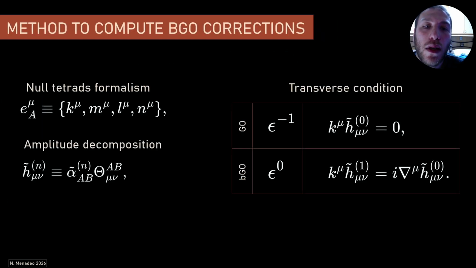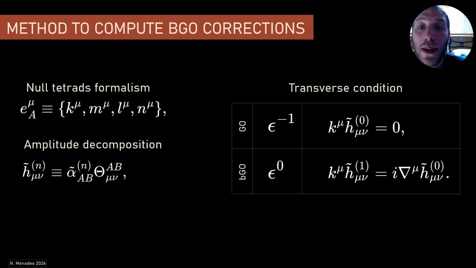Now, in order to properly compute beyond geometric optics correction, we employ the null-tethered formalism, providing a suitable basis adapted to the propagation direction. The wave amplitude can be decomposed into different polarization components, as we can see here in the second equation of this slide.